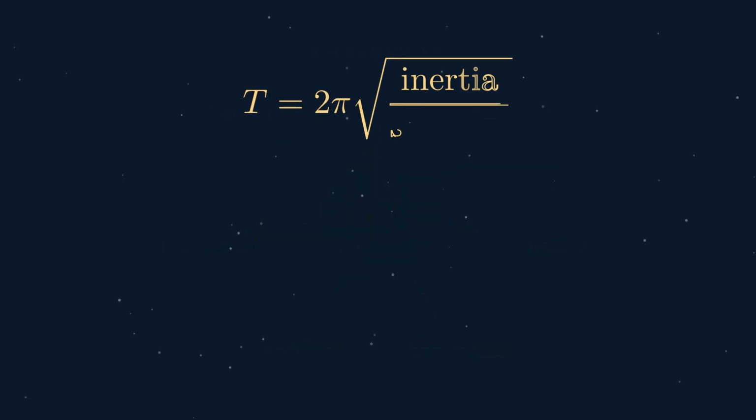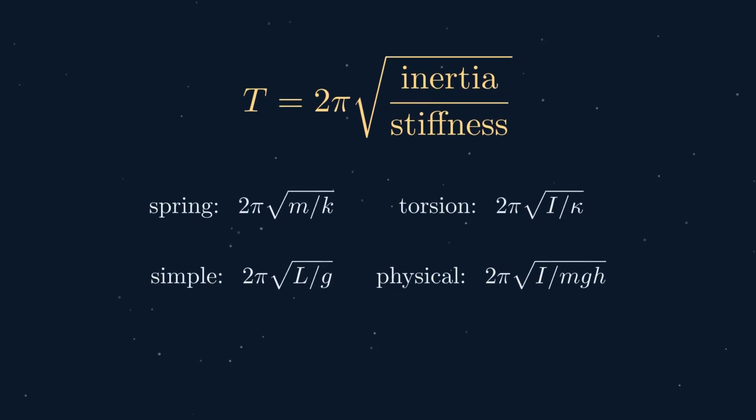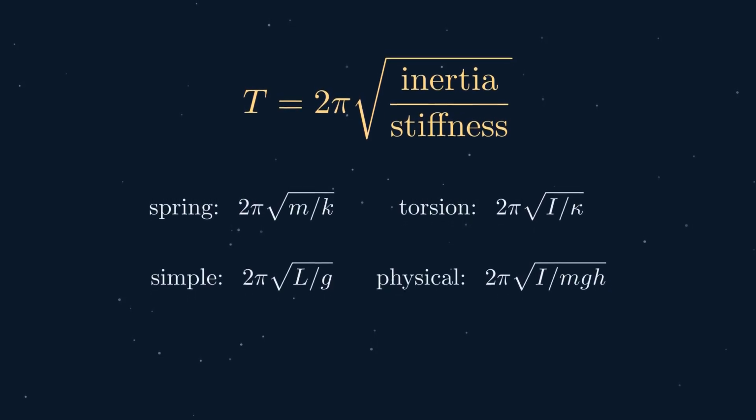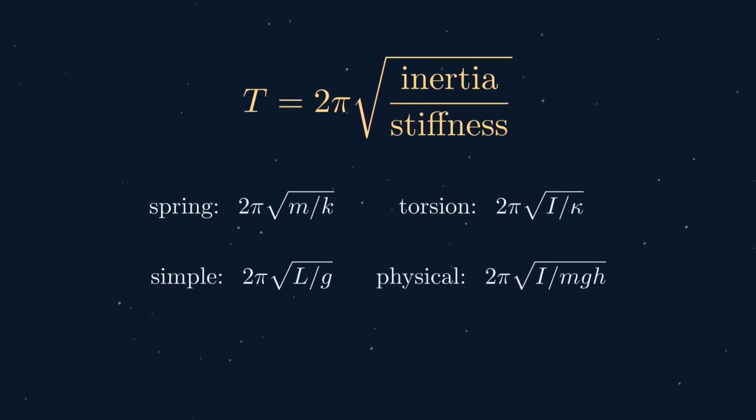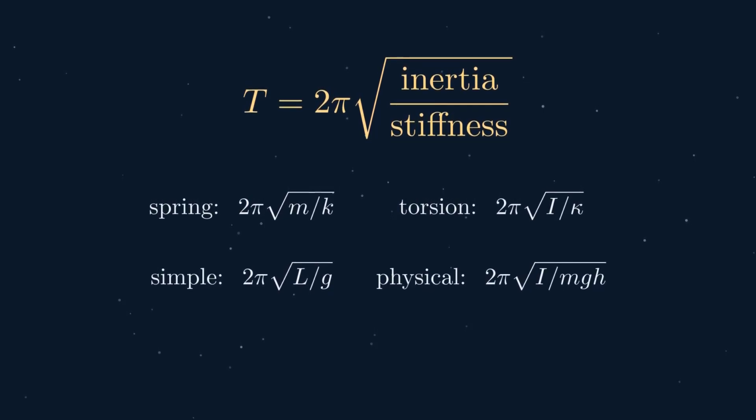If you remember only one thing, remember this. Spot the restoring stiffness, spot the inertia, and the period is 2 pi times the square root of inertia over stiffness. That one pattern covers the spring, the torsion pendulum, and both swinging pendulums.